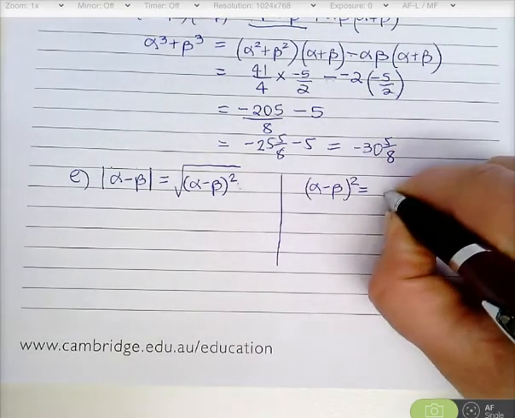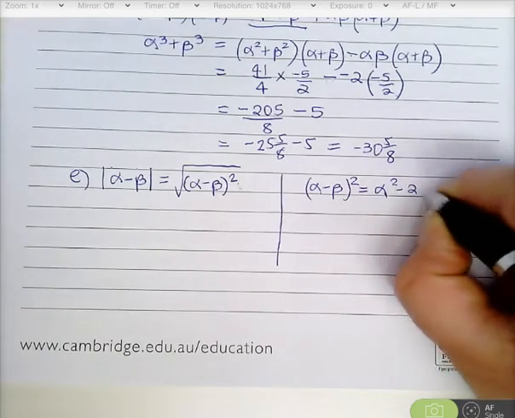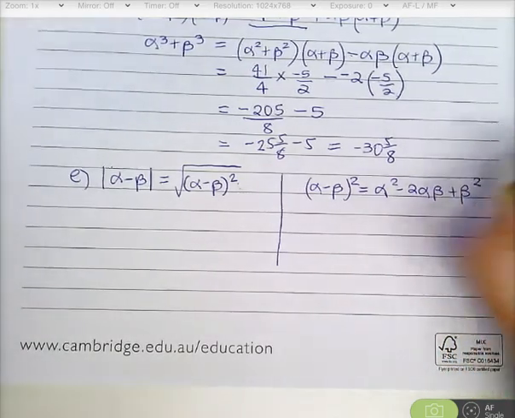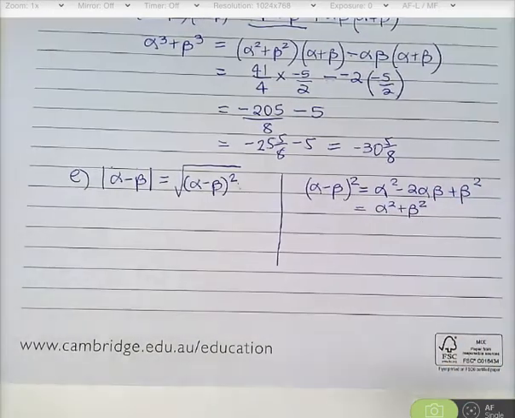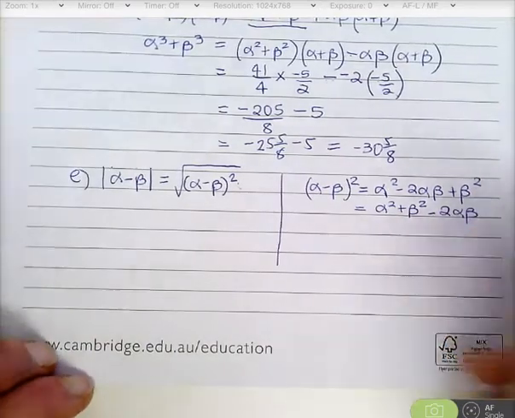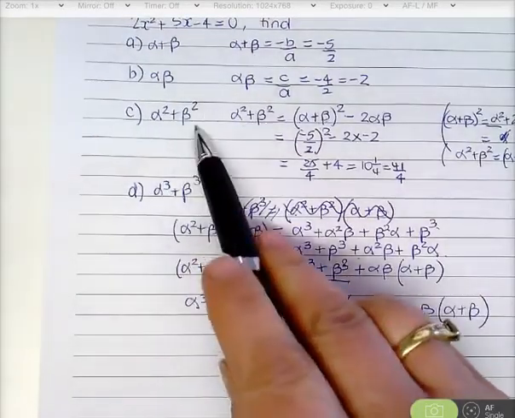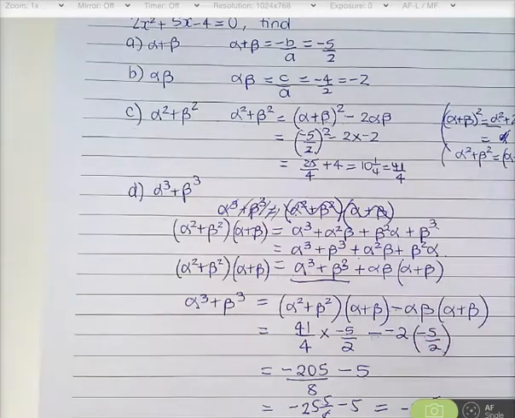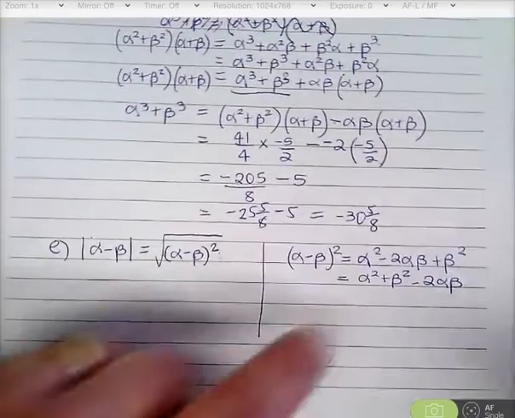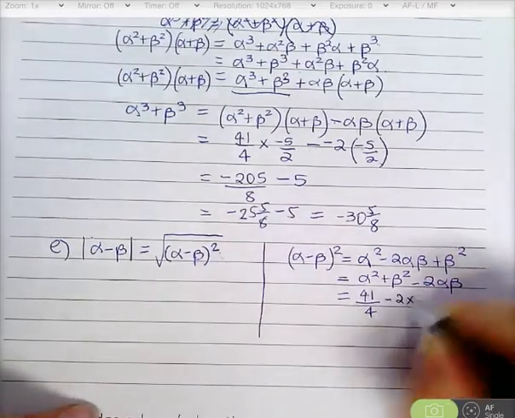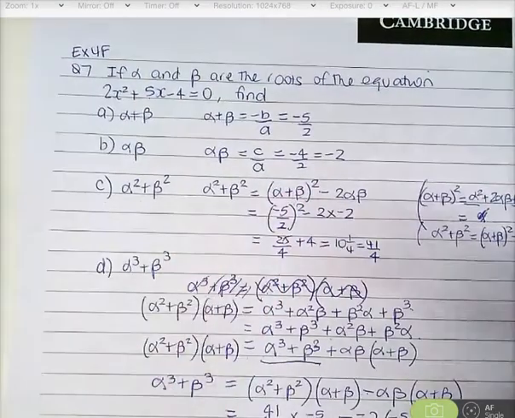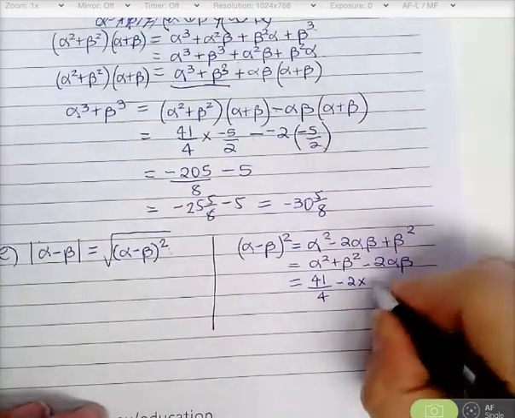If that's a perfect square, and if we expand it, we get alpha squared minus 2 alpha beta plus beta squared. Now I'm going to group the alpha squared and beta squared together, because that was my answer from part C, minus 2 alpha beta. So if we go back and look up at part C, we've got that alpha squared plus beta squared is 41 on 4. So we can put that answer there. So alpha squared plus beta squared is 41 on 4 minus 2 times alpha beta, which from part B is negative 2. So we've got 41 on 4 minus 2 times negative 2.